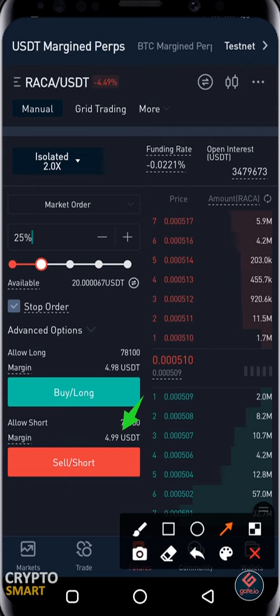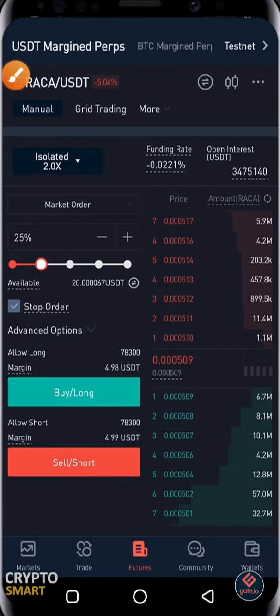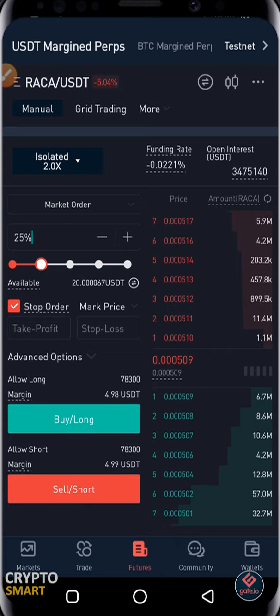Okay, so it keeps on increasing. Now the margin is 4.99, but it's actually 5 USDT. Now you can decide to define your stop order by hitting this. Is that okay? So you can decide to take profit when the particular price gets to a particular amount.